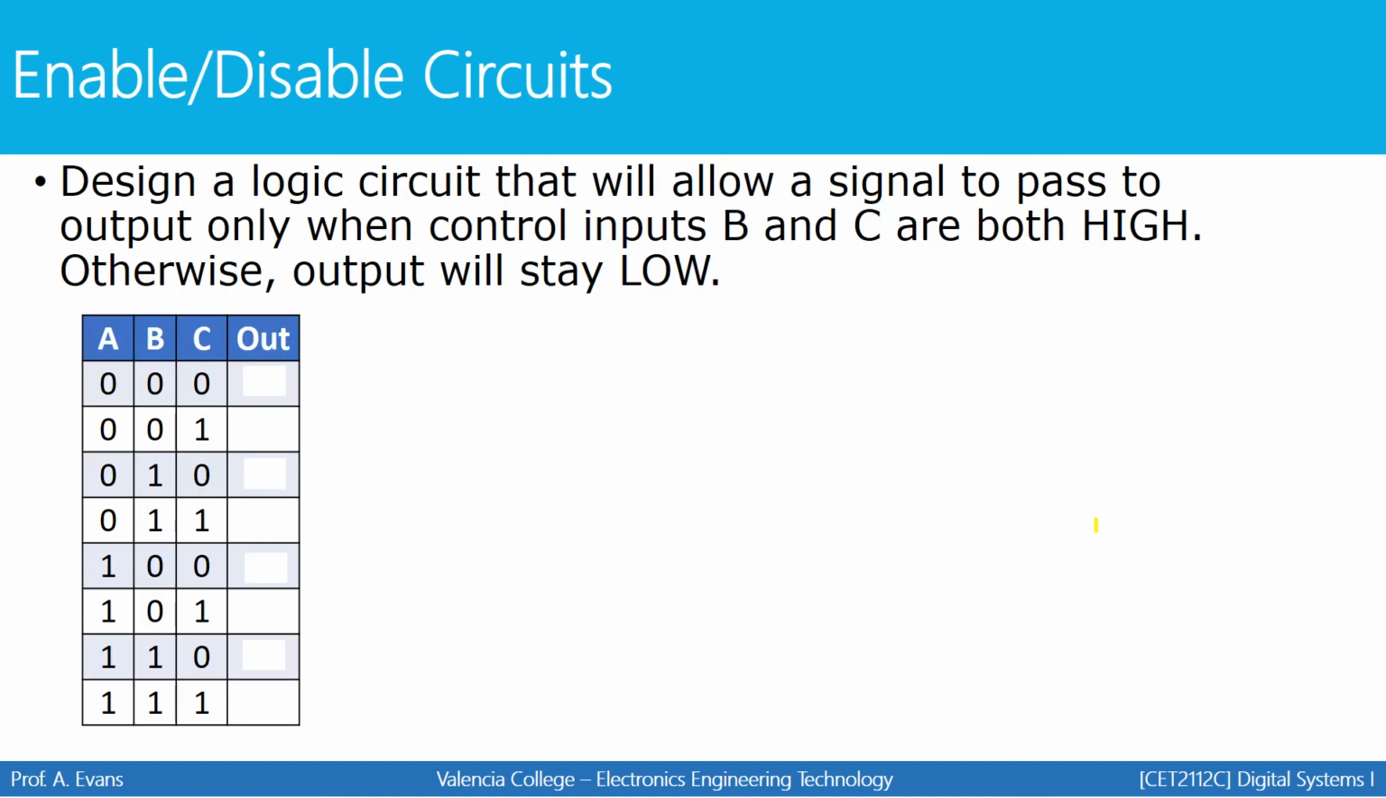Now let's figure out how to design a logic circuit that will allow a signal to pass to the output only when the control inputs B and C are both high. Otherwise, the output will stay low. So keep in mind that this problem description tells you that there are control inputs, B and C. They both have to be high. We're going to consider input A to be our signal.